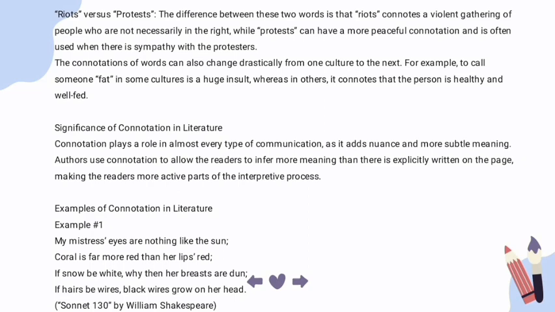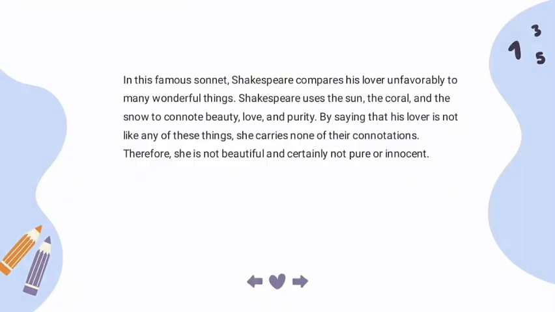Example number 1. My mistress' eyes are nothing like the sun. Coral is far more red than her lips' red. If snow be white, why then her breasts are dun? If hairs be wires, black wires grow on her head.